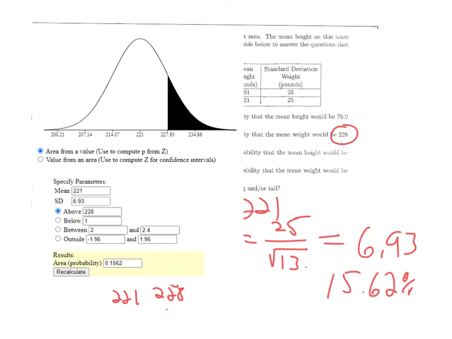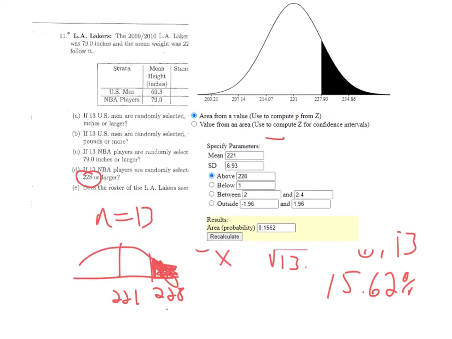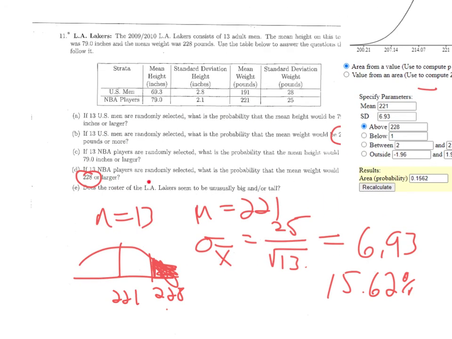So looking at the weight and the height differences, and we know there are some statistical differences going on here, we could say that the roster of the LA Lakers seems to be unusually big and tall compared to U.S. men. Because the U.S. men didn't have any samples that high. The chance of getting a sample of 13 men with an average height or weight that high was 0. But the chance of getting a sample of 13 NBA players that big isn't 0. It's bigger than that. So yeah, they seem to be different.